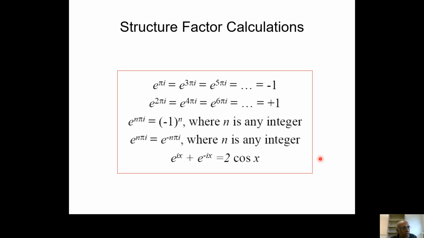Okay, so now I think next we are going to talk about how to calculate the structure factors for different crystal structures. So I'm going to stop here. Then we can start the next lesson from where we stopped today. Thank you.